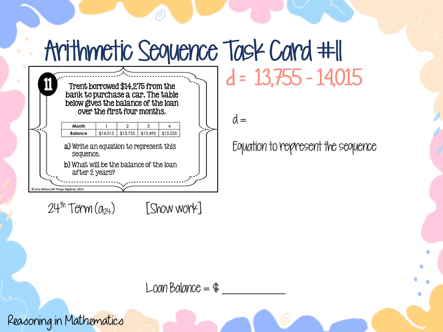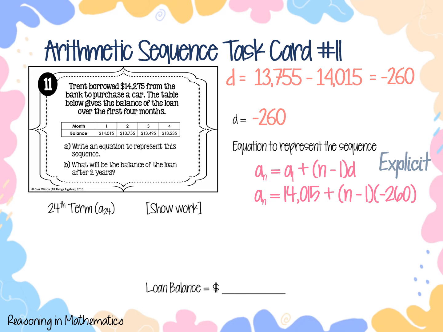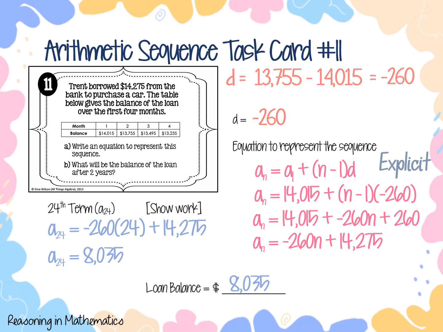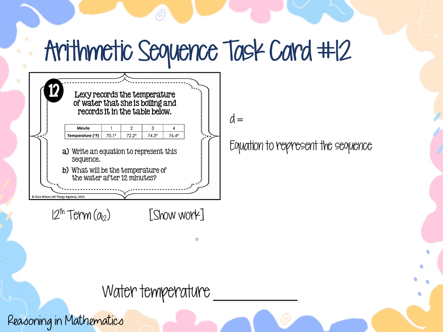Common difference is this much. It is going down $260 a month. Put it in our explicit formula based on the table. Plug in your values, distribute, and simplify. We are going to use this formula, plug in the 24, and after 2 years, the balance should be $8,035. Number 12, Lexi records the temperature of water that she is boiling and records it in the table below.